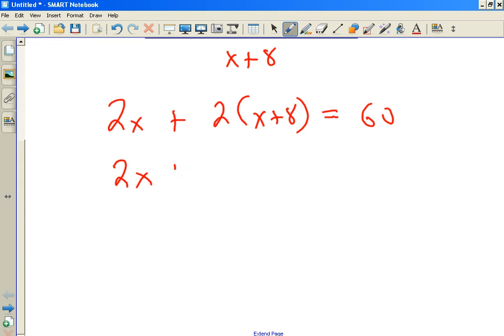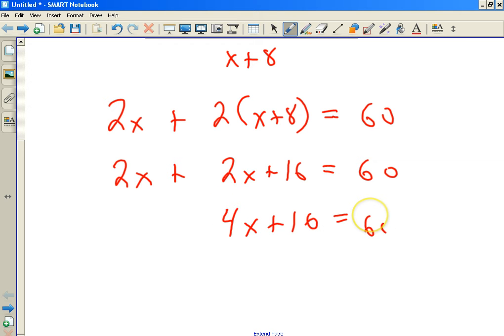Distribute, okay, so 2x plus what? 2x plus 16 is 60. Okay, good. Now what would you do? So you get 4x when you combine like terms, right? And what would you suggest to do next? Subtract the 16, so 4x equals? No, 44, which is convenient because x is clearly 11.